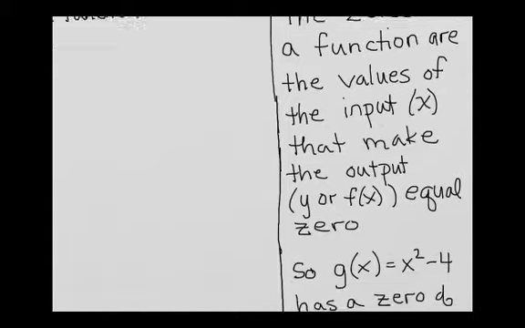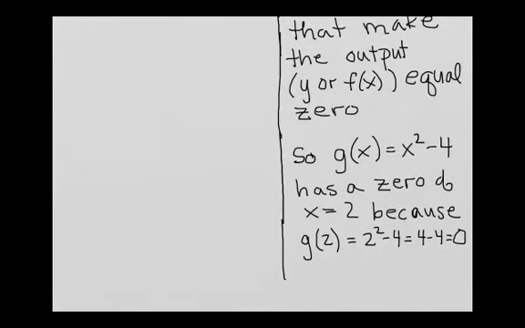So let's look at a specific case of what that means. If we have a function g of x is equal to x squared minus 4, then this function has a zero of x equals 2 because g of 2, which is equal to 2 squared minus 4, equals 4 minus 4, which is equal to 0. The input of 2 gives us an output of 0.